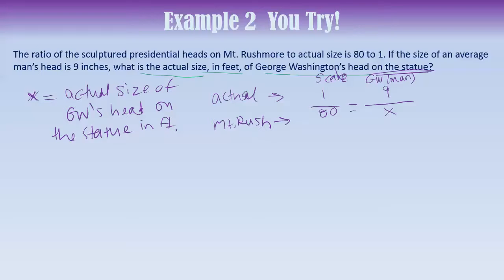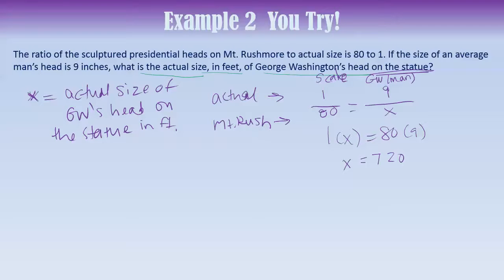So, beautiful. A proportion we're going to cross multiply. 1 times x is equal to 80 times 9. So again, regardless of what your proportion looks like, if it's different than mine, as long as this is your relationship when you cross multiply, you're good to go. So we get x equals 720. Okay? Now, this is what?